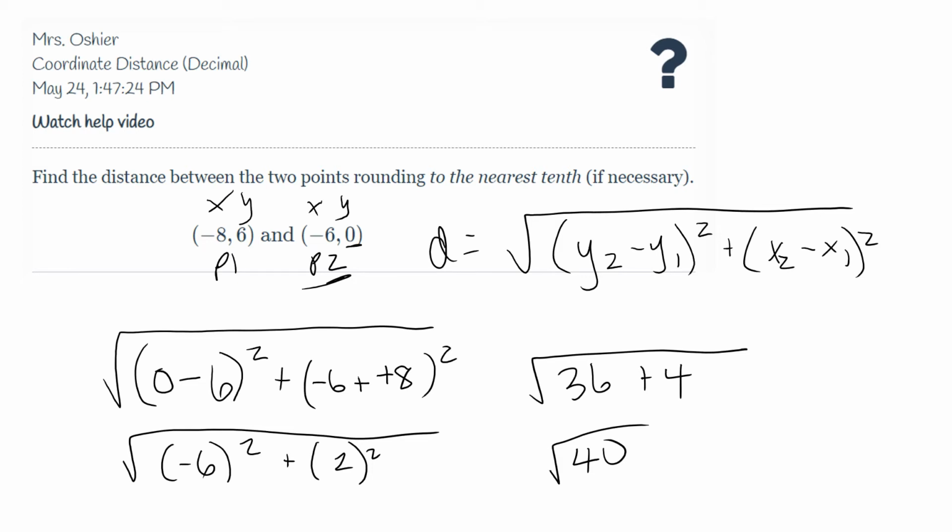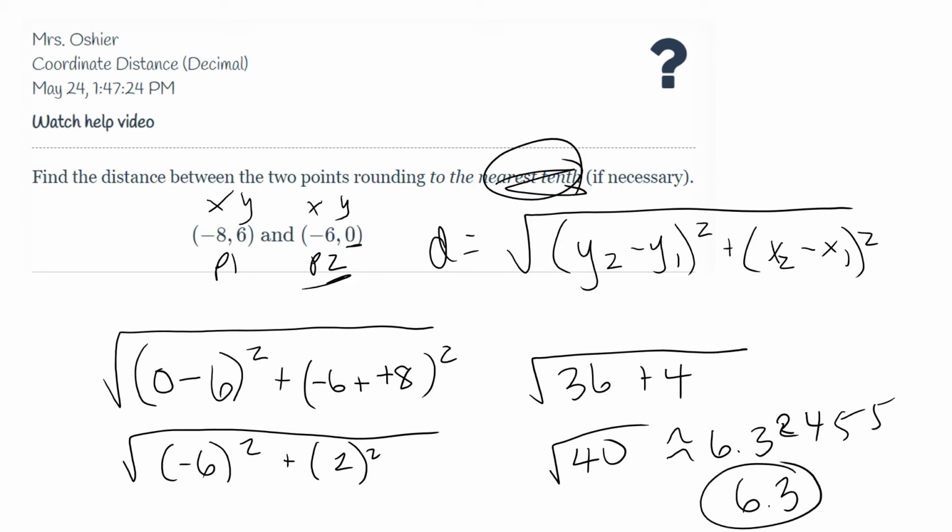At this point we would use our calculator to do the square root of 40. That's going to give you a decimal of approximately 6.32455, more decimals. It says nearest tenth. So I'm going to round that to about 6.3. And that's how to do the first two sections. The video is going to continue on, but you could pause it here and try those first two sections now.